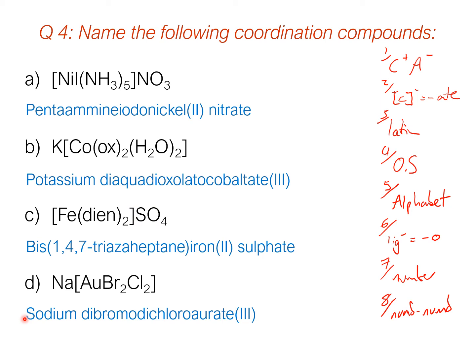Finally, we've got this sodium with a gold complex. So sodium's the cation because it's written first, sodium. And then we've got this gold complex, anion. So we put the ligands in alphabetical order, so bromine first and then chlorine. They're both negatively charged, so they've got the O on the end, and there's 2 of each of them. So it's dibromo, dichloro, aurate. Because remember, when gold is negatively charged, it goes to its Latin name. So aurate 3, because it's gold in the +3 oxidation state.